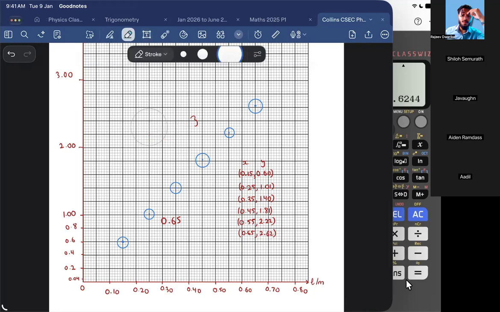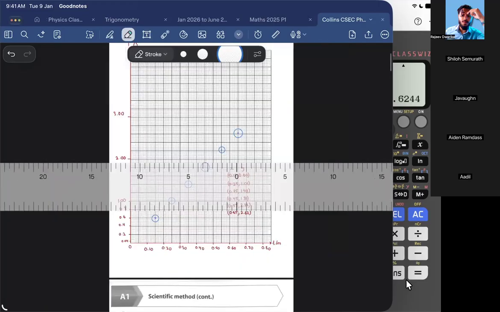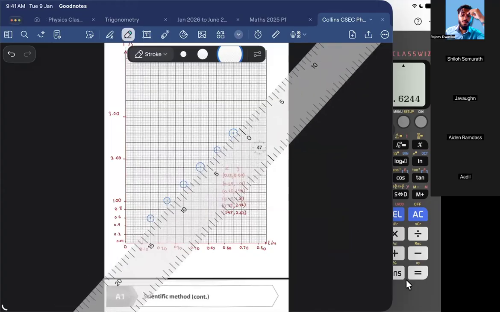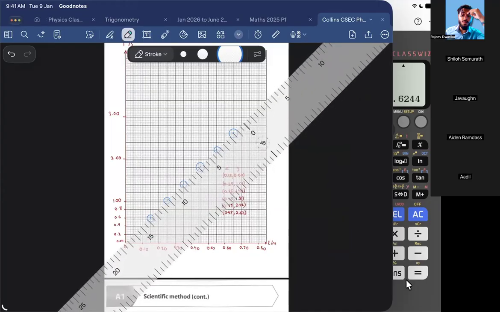Now, this graph has to pass through the what? The origin. Right. This graph has to pass through the origin. So let me line up the graph as such. Well, remember the hack, right? Can anybody remember what's the hack? Where's your ruler?